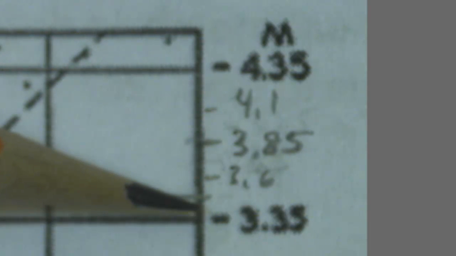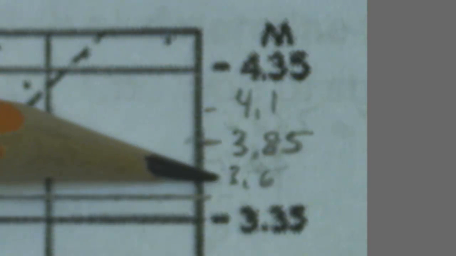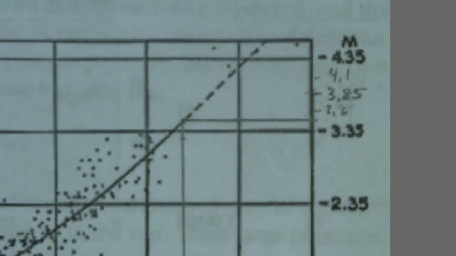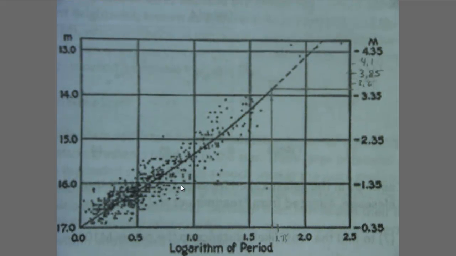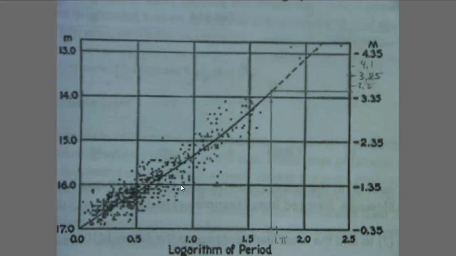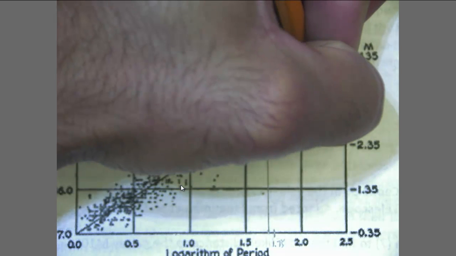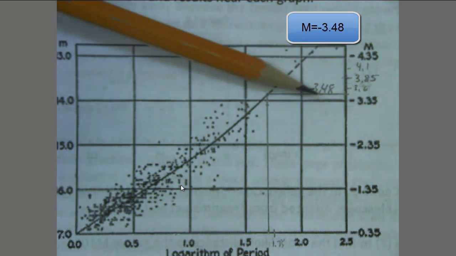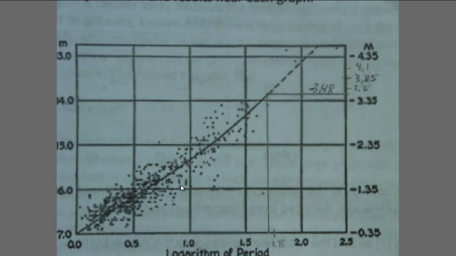So if this is minus 3.35 and this one is minus 3.6, I'm falling about halfway in between there. All right, so if I want to go halfway in between 3.35 and 3.6, that gets me negative 3.48 for my magnitude. All right? So let's go back and finish up the math then.